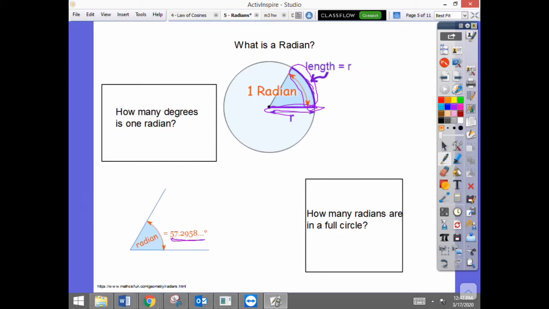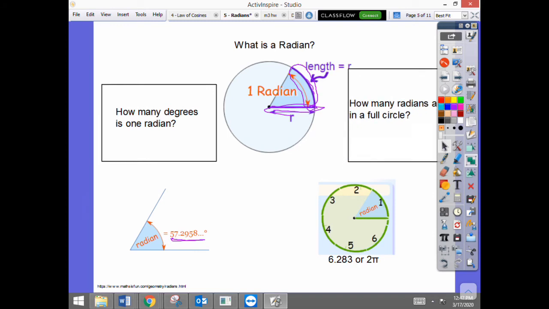And how many radians are in a full circle? We actually kind of saw that in the last slide. There are about 6.2 radians, so a little bit more than 6. However, we often use this term 2 pi.